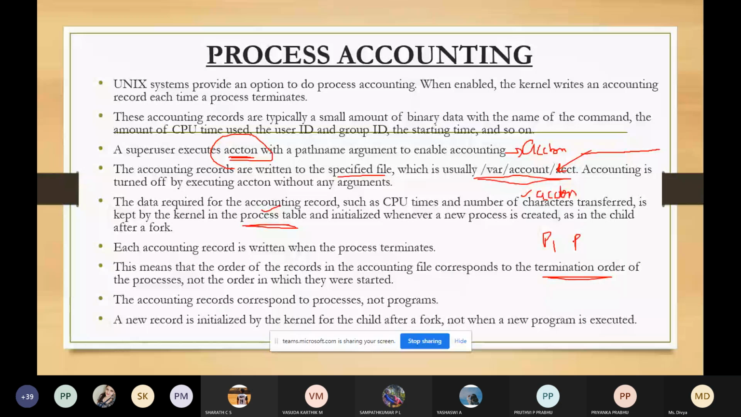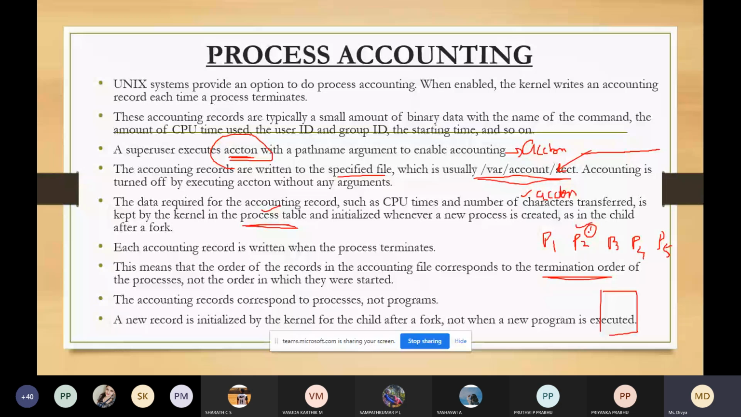P1, P2, P3, P4 and P5 are the 5 processes in the system. Now, this is your accounting record file which is there in this particular path. Now how will the order be stored? It is not the order where P1's information will be there first, second P2, P3 and all. No. Assume that this will terminate first.